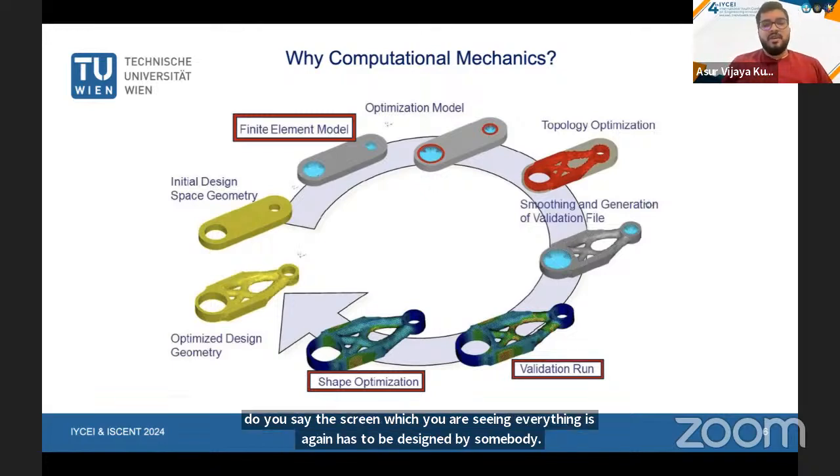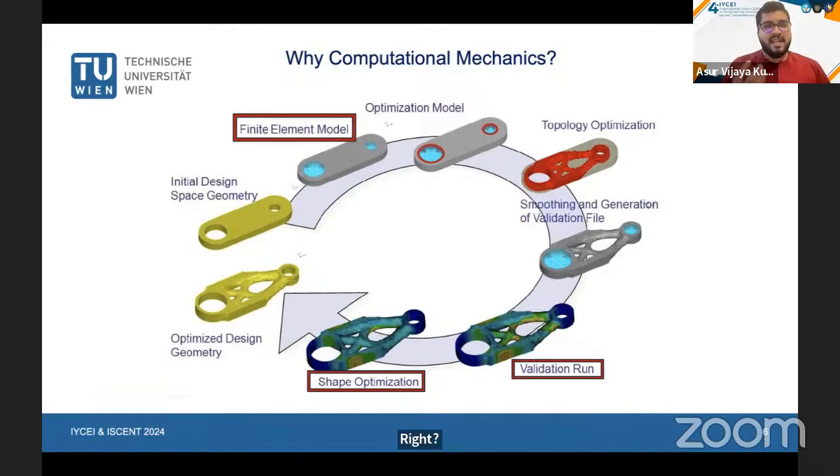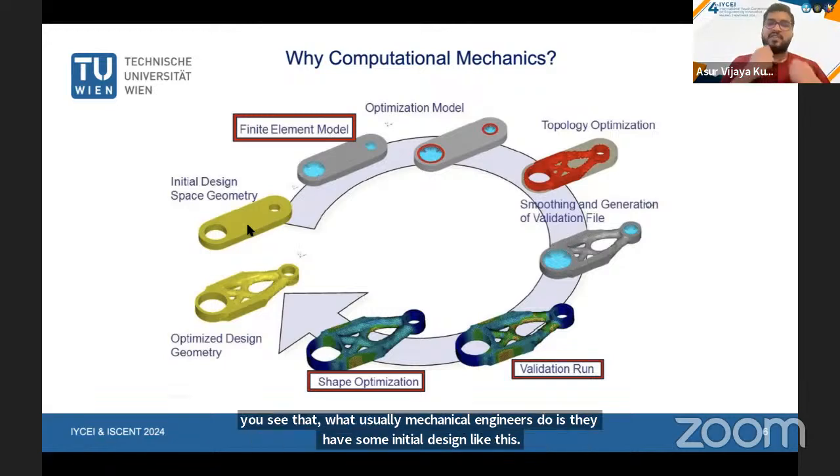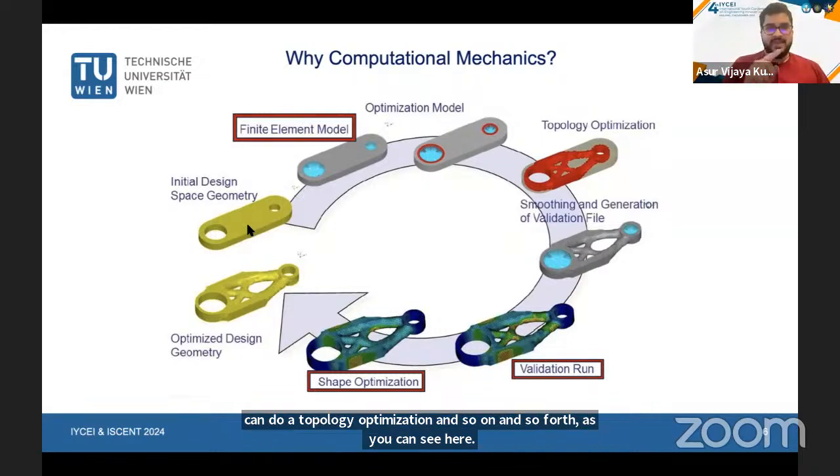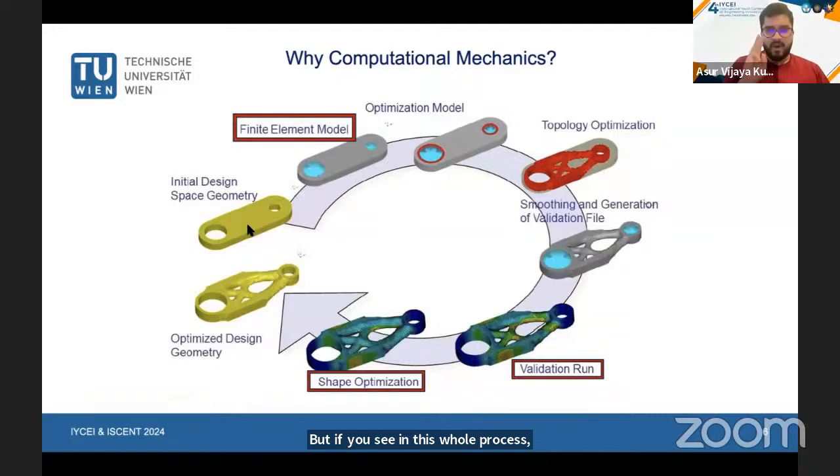So when you see that, what mechanical engineers usually do is they have some initial design like this, and then they try to do a finite element model, and then they try to do an optimization model, then you can do a topology optimization, and so on and so forth, as you can see here. But if you see in this whole process, I marked with red three important things. One is the finite element model, validation run, and shape optimization, right? These three are the most important when it comes to analysis, right?